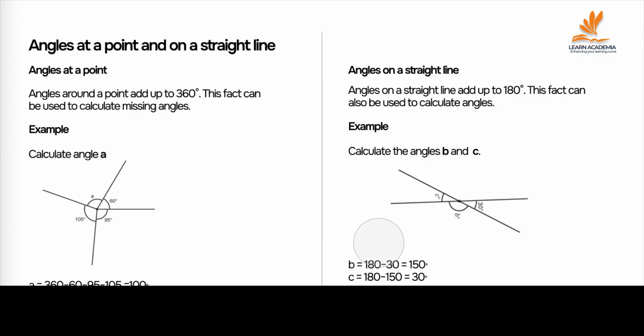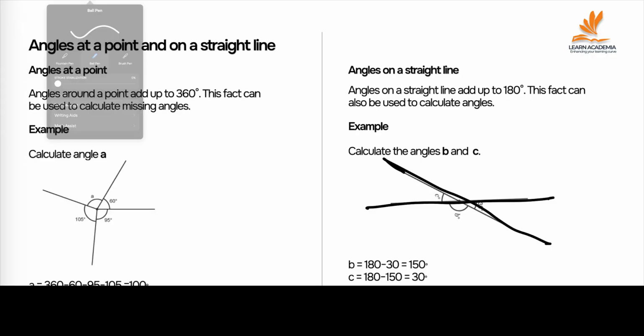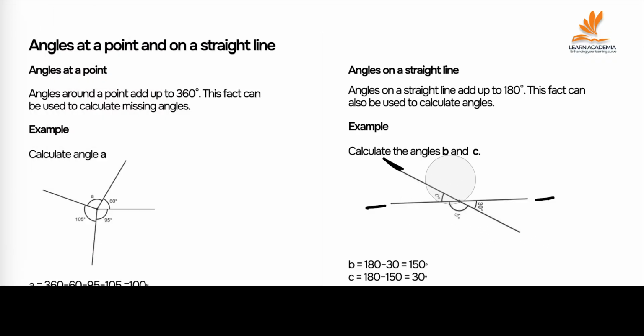Similarly, you apply the same principle for angles on a straight line. It says angles on a straight line add up to 180 degrees, and this fact can be used to calculate missing angles. As I explained earlier on, this is a straight line, and then this is similarly a straight line. You have to be careful with the one you approach first. I am required to calculate angles B and C.